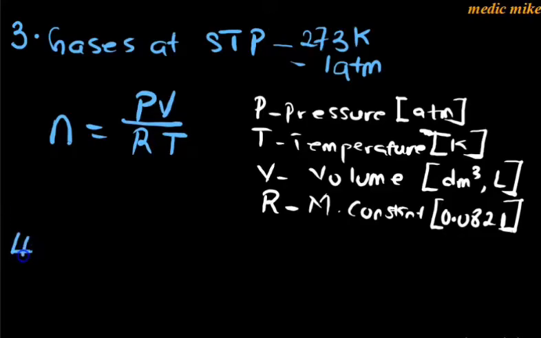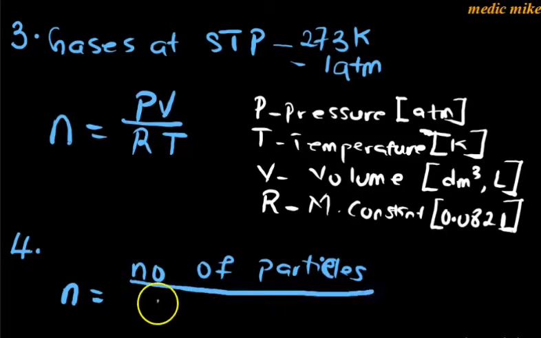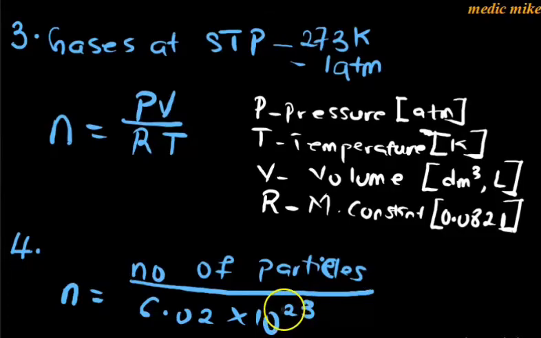Now number 4 would be for elementary particles, which is mole is equals to number of particles over 6.02 times 10 raised to the power 23. Earlier we established this constant as one of the constants representing mole, and this is Avogadro's constant.